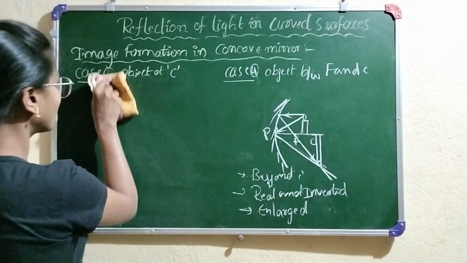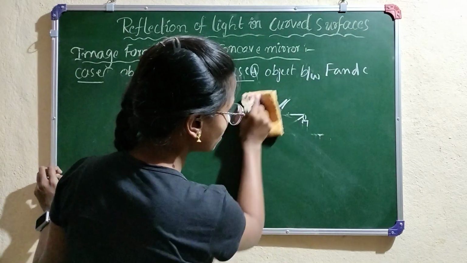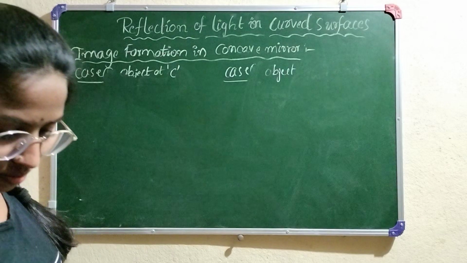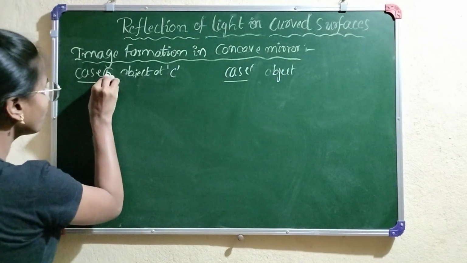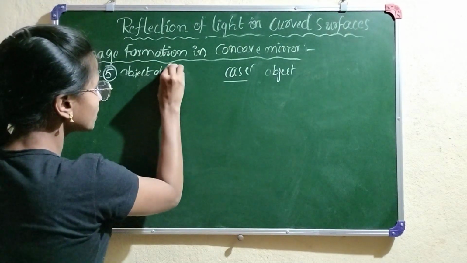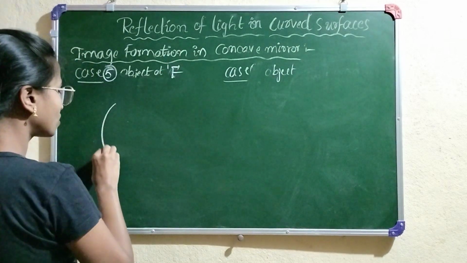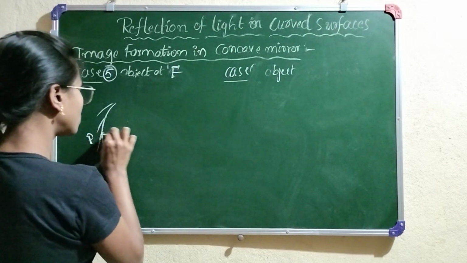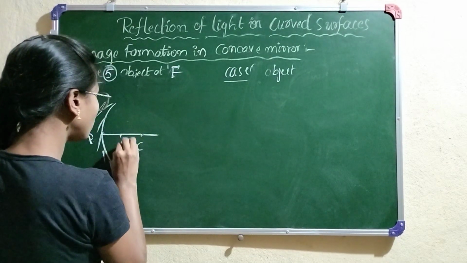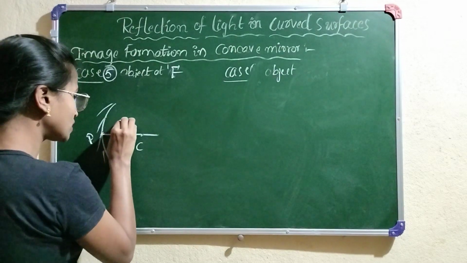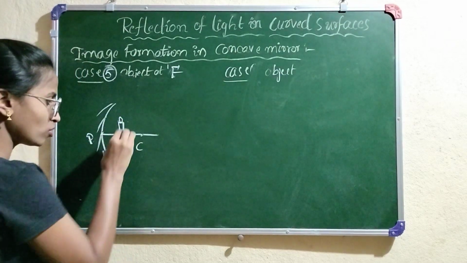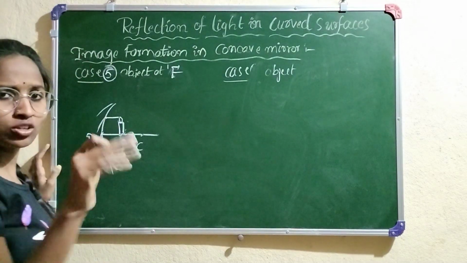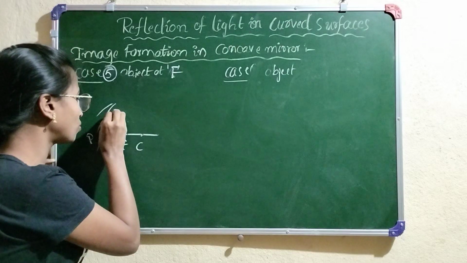Now case 5. Object at focus. So for our first case, you just have to remember that one. See, focus. I am keeping an object at focus. Okay, it may not be a light source. It can be any object. Okay, you can keep any type of object.